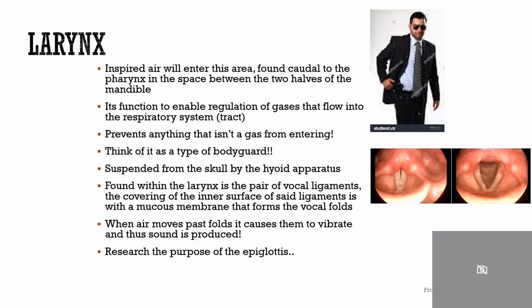It's suspended from the skull by the hyoid apparatus, and found within the larynx is the pair of vocal ligaments. The covering of the inner surface of said ligaments is a mucous membrane that forms the vocal folds. When air moves past these folds, it causes them to vibrate, and thus sound is produced.